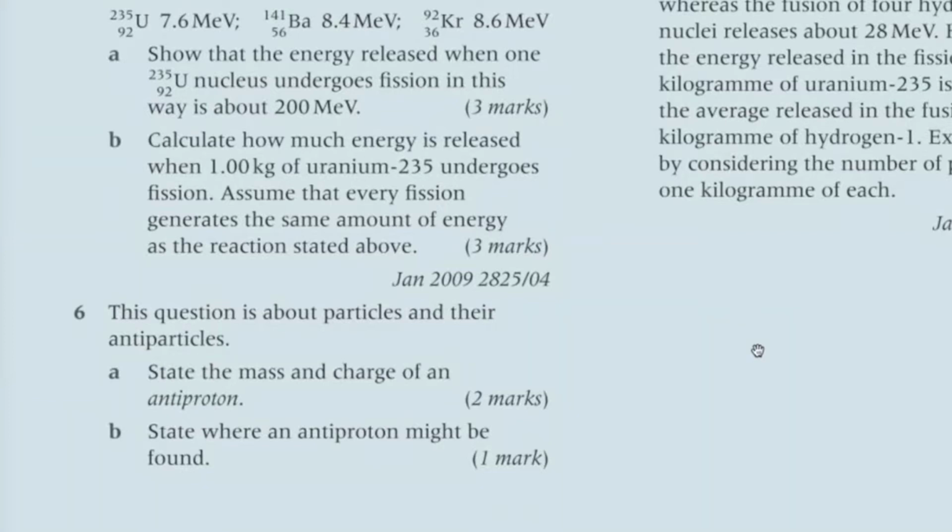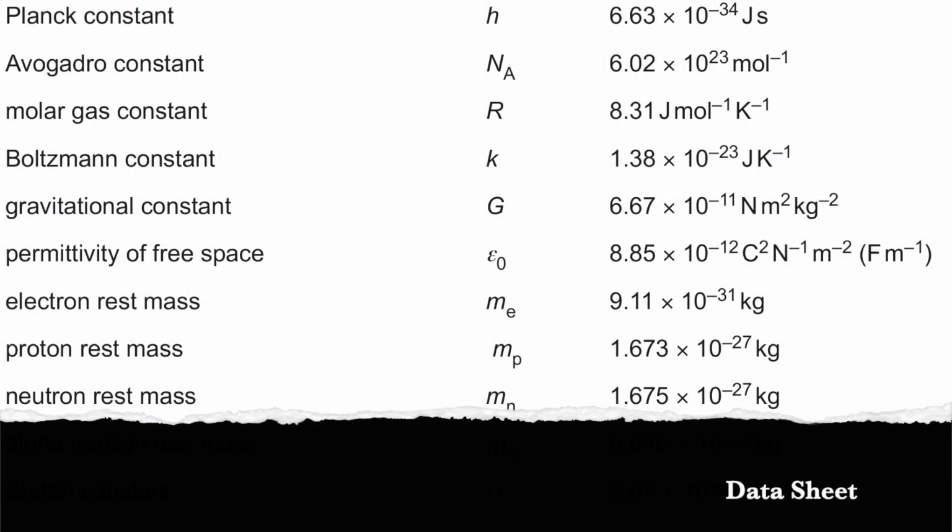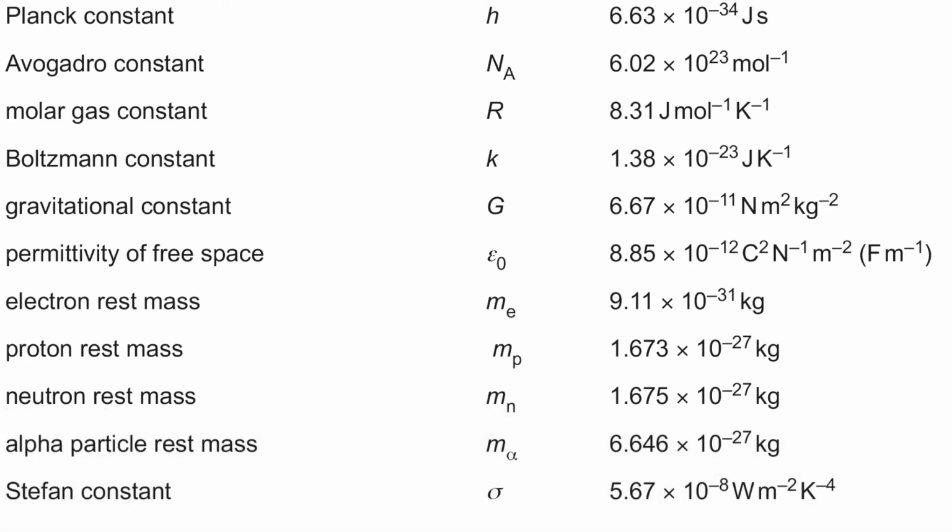So this question is about particles, and there are antiparticles. State the mass and charge of an antiproton. Okay, so the mass should be exactly the same, and as we know, or we should remember that antiparticles are particles that have the exact same properties, mass, everything but the charge. Okay, so and again, you can find the mass in kilograms in your data sheet, and we've just used it, haven't we? It's 1.67 times 10 to the minus 27 kilograms.